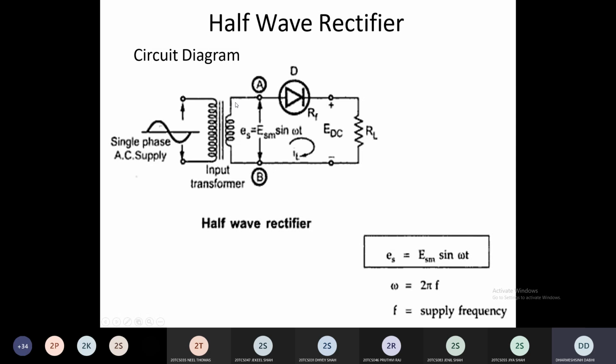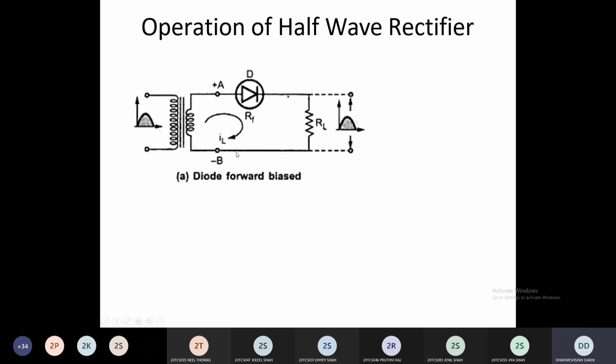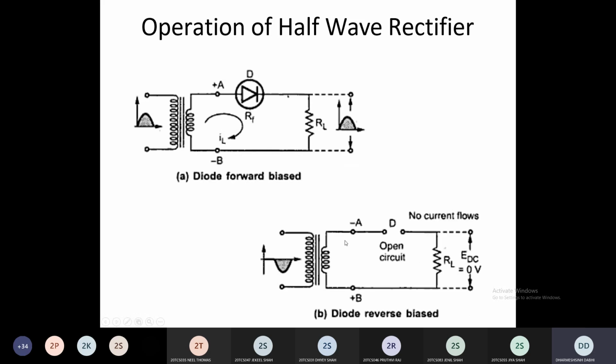Here the upper terminal becomes negative and the lower terminal becomes positive. Clear? Let's see the operation here. Suppose this is the circuit diagram during the negative half cycle. You can see in the negative half cycle the upper terminal is negative, the minus A terminal, and this is the plus B terminal. So at this time your diode comes into the reverse bias mode, and we know that in reverse bias mode your diode will not conduct.